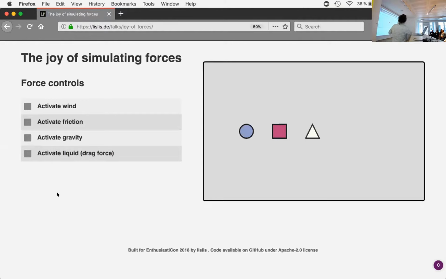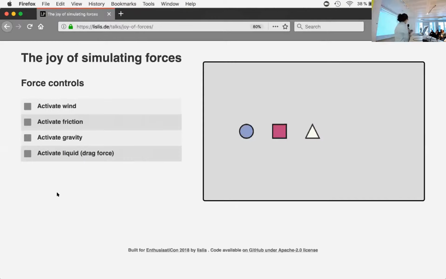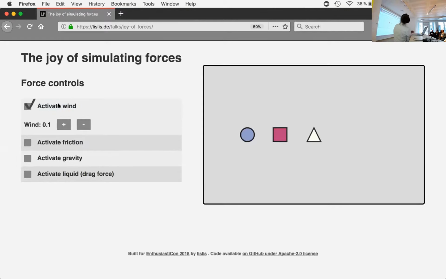With this, we're already looking at the first lesson of physics, which this guy tells us about. This is Newton, and he has laws. The first law is that an object either remains at rest or continues moving at a constant velocity unless acted upon by a force. So no forces, no movement. So let's act some forces on it. Let's activate the wind, and we can see that things start moving.